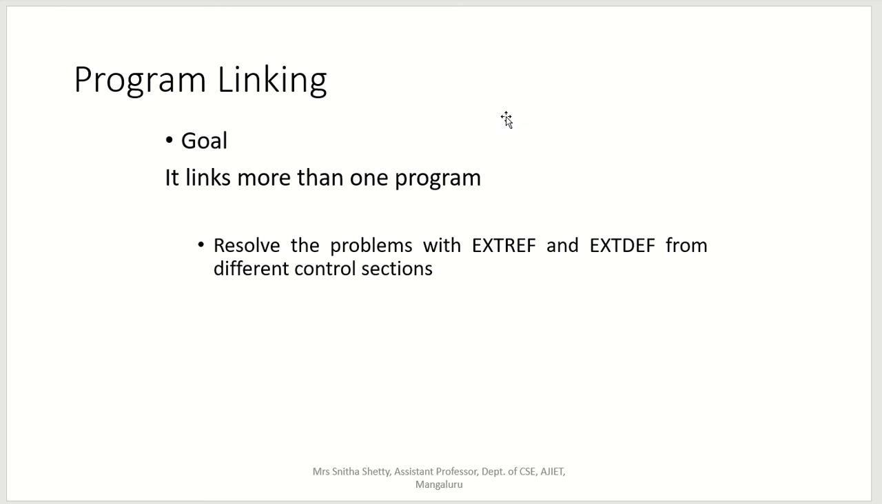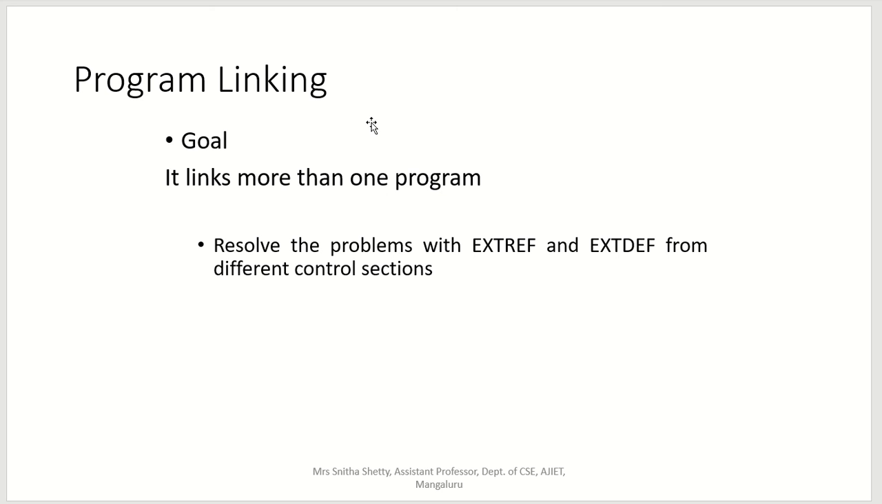Because the data of program A might be there in program B, the data of program B might be there in program C. So in order to generate the output, you need to combine all these 3 programs. How can you combine them? That is done by program linking. So it links more than one program.